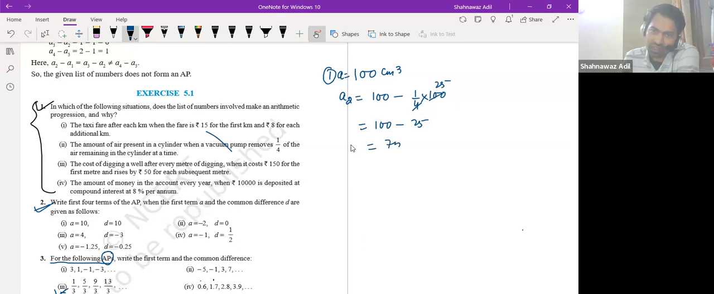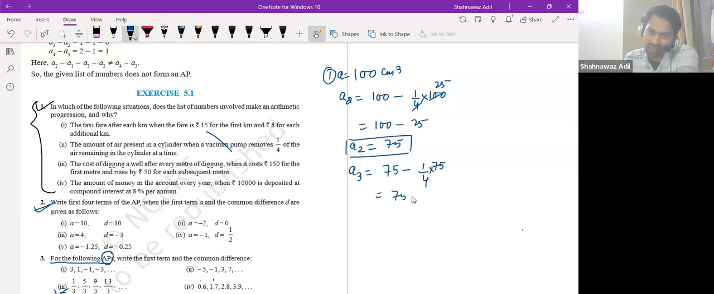So now we have 75. This is A2. Now this much air is present. Clear? And now we again remove the air. A3 would be how much? This is the air that we have, and then we remove 1 by 4th of this air. So we need to only find three values.